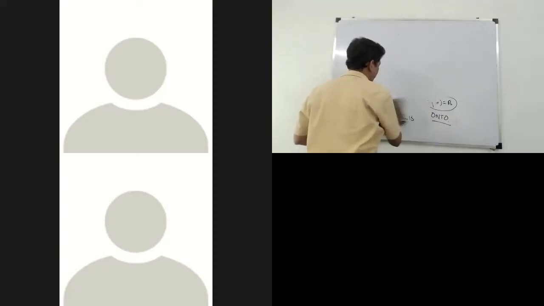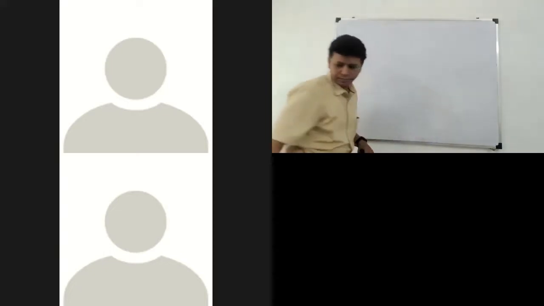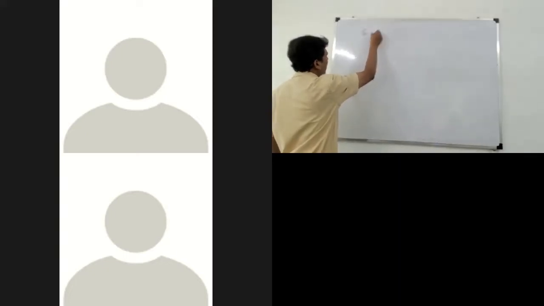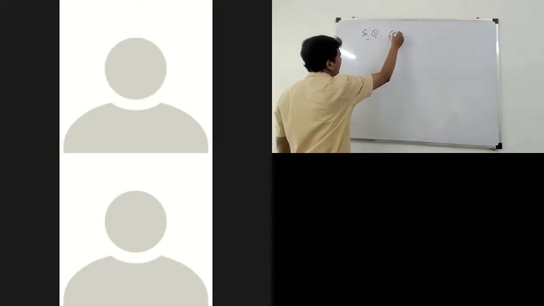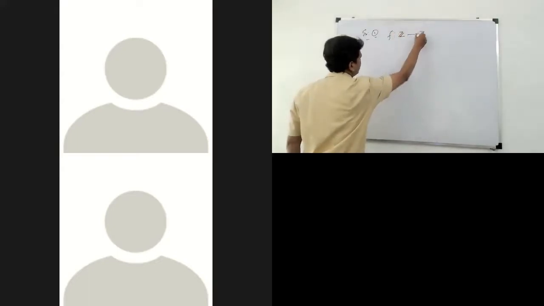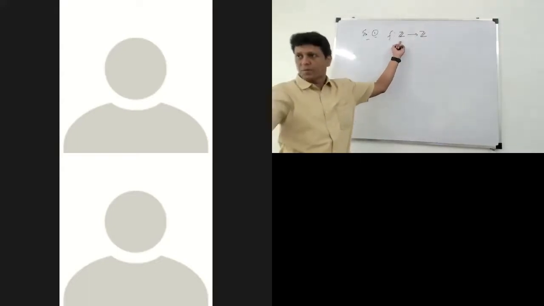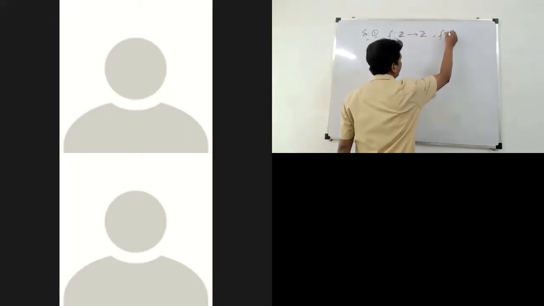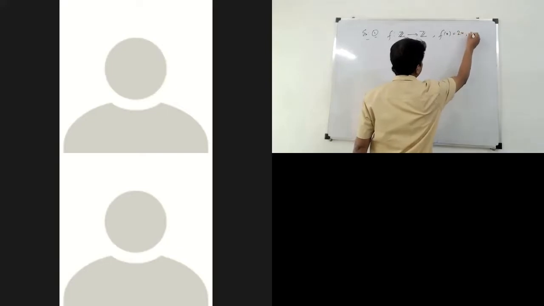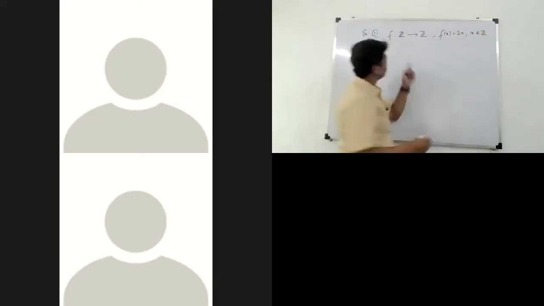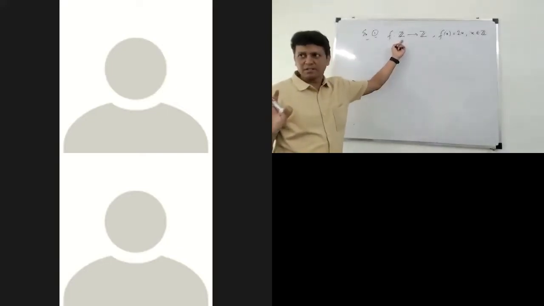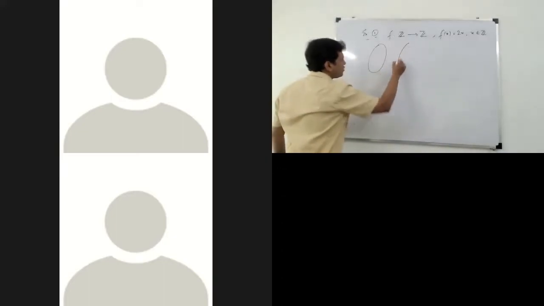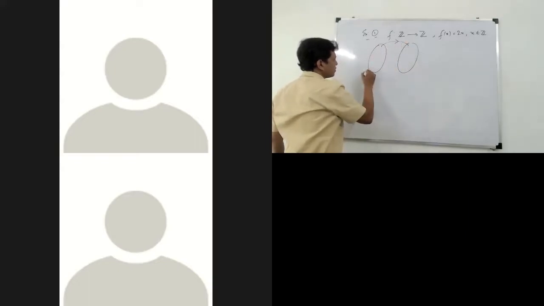Now I will start with some examples. So let us start with, I'm writing one function f from Z to Z. This is the way of writing functions, A to B. I'm writing f(x) equal to 2x, x belongs to Z. Your Z is the set of integers, right? So your mapping is from the set of integers to integers.